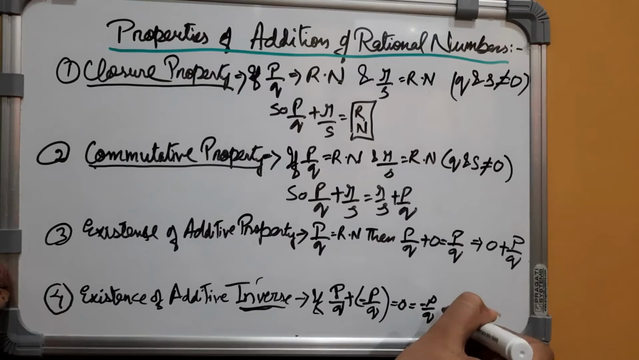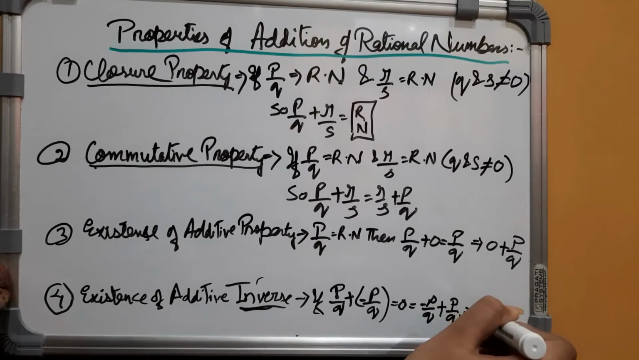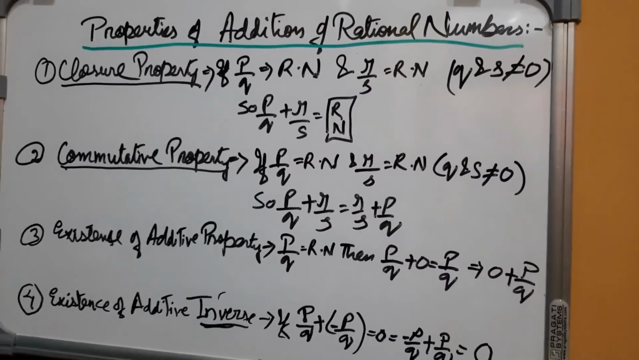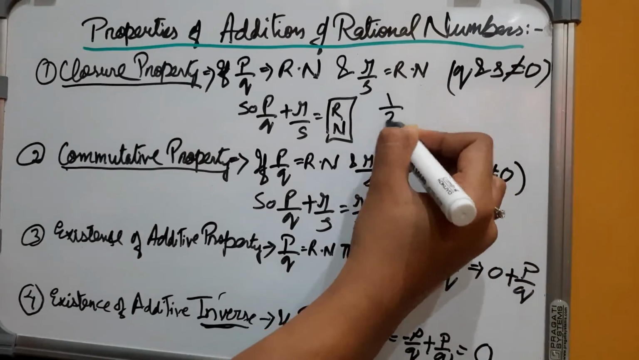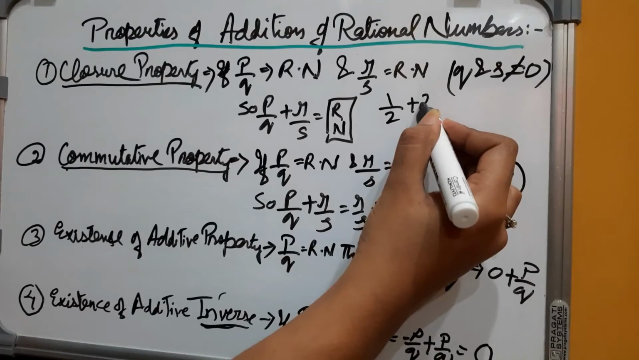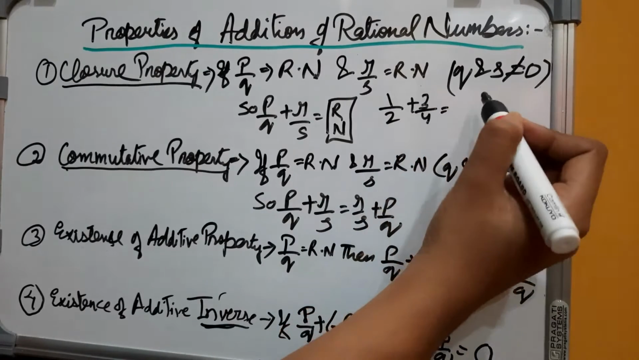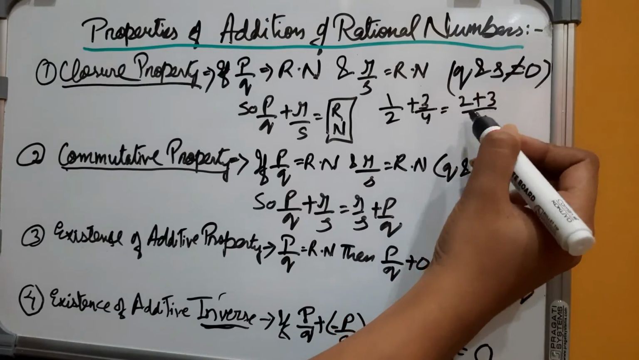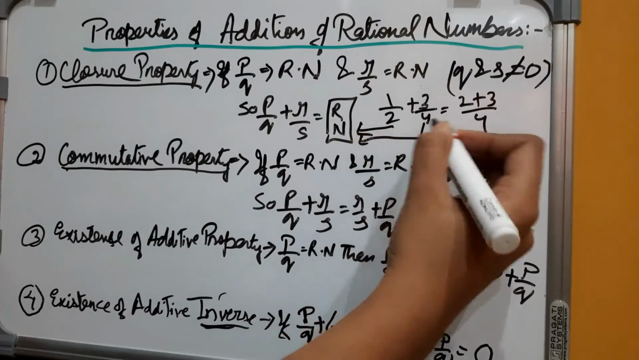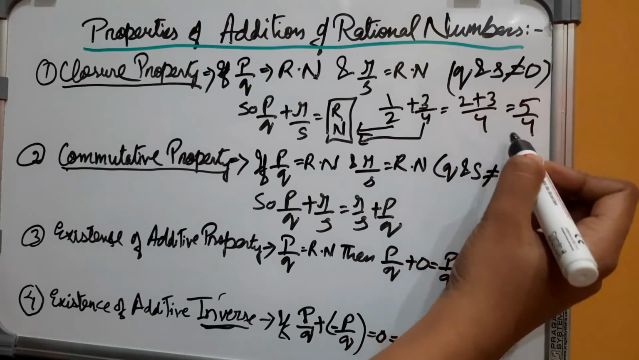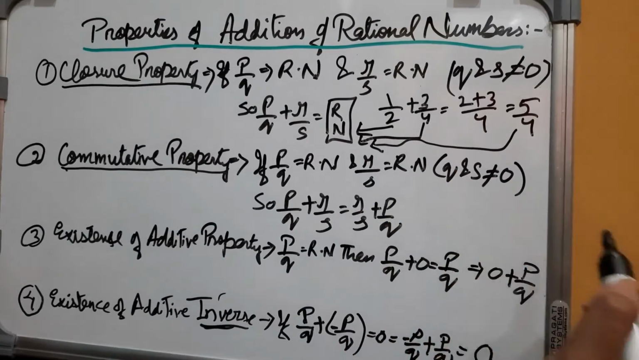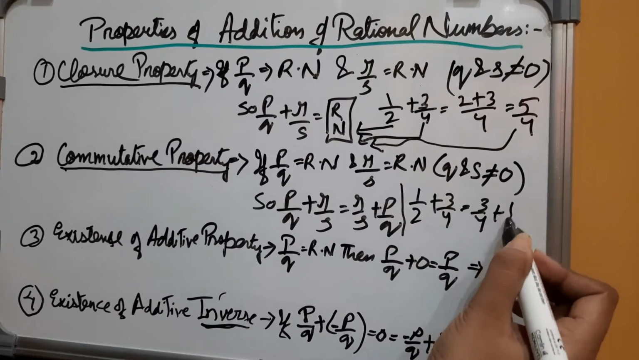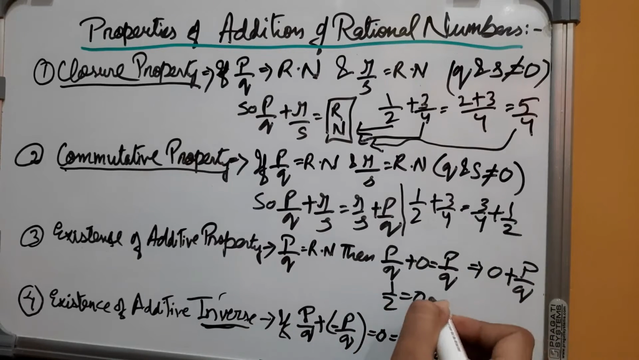That will be minus p by q plus p by q, which will be again 0. So let us understand by taking some examples. For example, 1 by 2 plus 3 by 4. If both are rational numbers, the resultant will also be a rational number. The first is a rational number, the second is also a rational number, so the resultant will also be a rational number. Second example, commutative property: 1 by 2 plus 3 by 4 will also be equal to 3 by 4 plus 1 by 2.